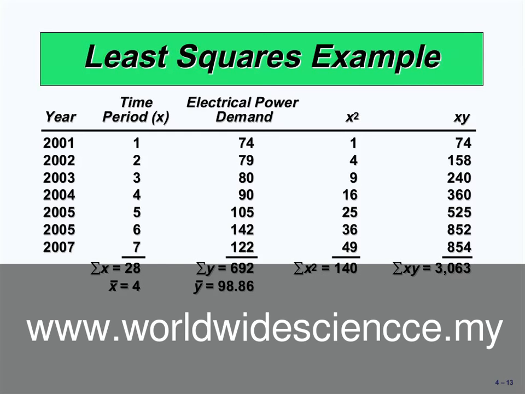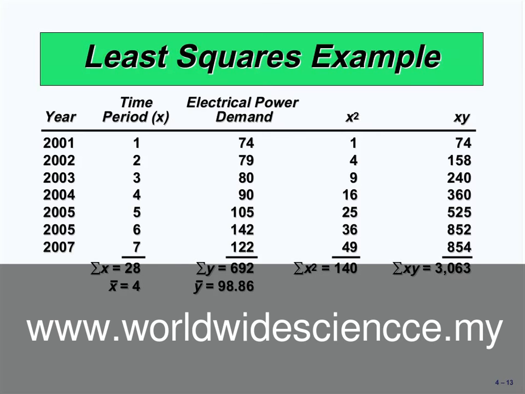Okay, by use of the formula, B and A can be calculated. Sigma XY is 3063, minus N, which is 7 because we have 7 years here, in our example only 7. X bar is 4. Y bar we calculated as 98.86. Sigma X squared is clear and N is clear. Everything has been calculated and can be replaced in the formula, and A and B can be calculated very easily.